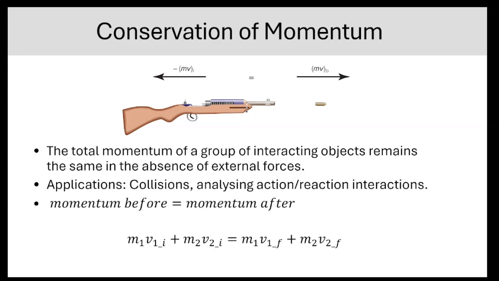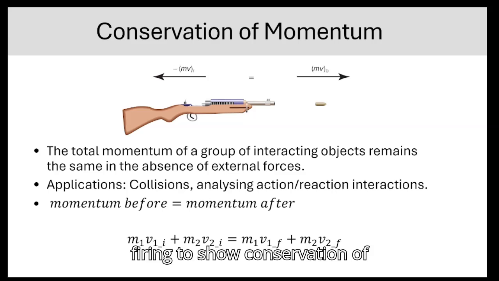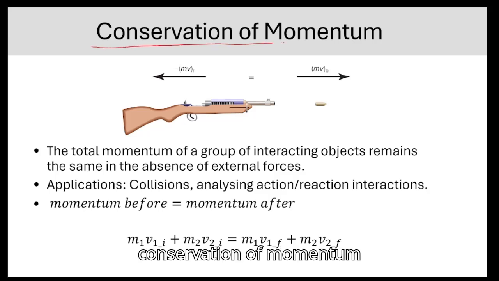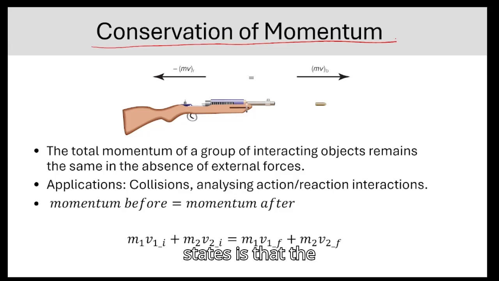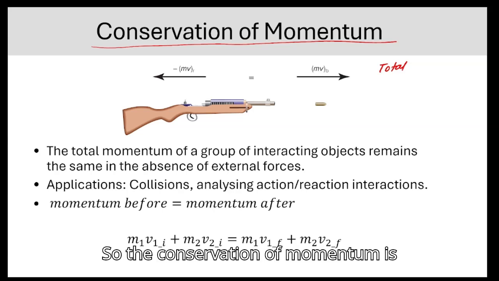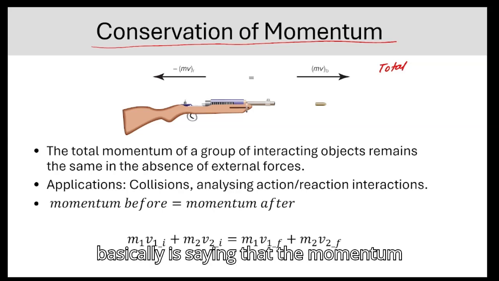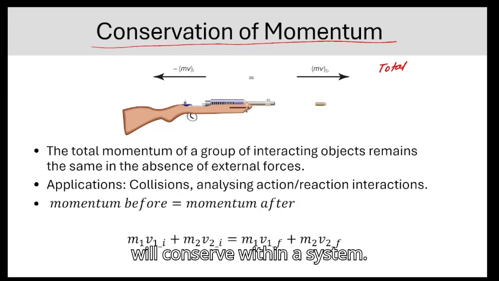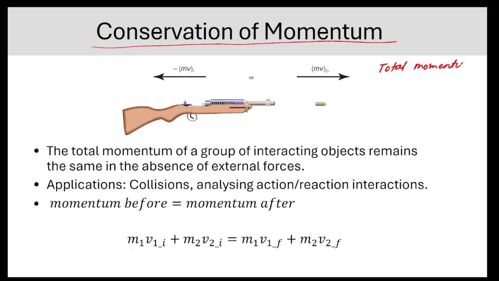We have an example here of a rifle firing to show conservation of momentum. What conservation of momentum states is that the momentum of a system will remain constant. In other words, the total momentum remains constant.